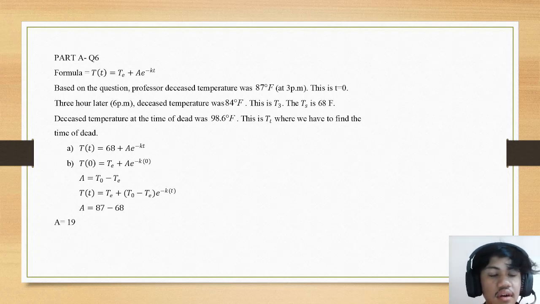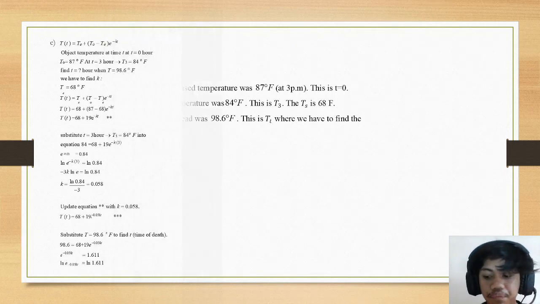And for B, we found the value of A, so we use the formula given, T0 equal to TE plus A e to the power of negative k times 0. So A equal to T0 minus TE. So we can conclude that A equal to 87 minus 68, and A is 19.